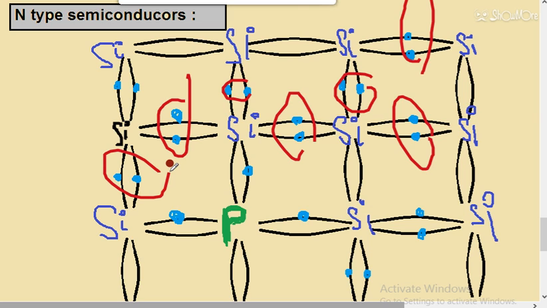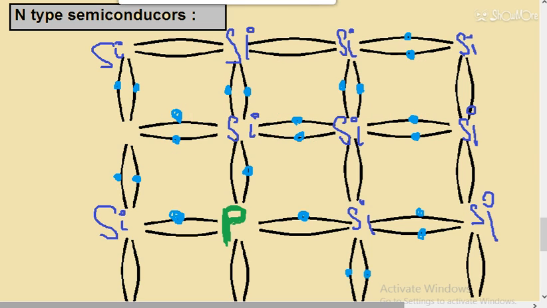But now see, some electrons are from phosphorus. Phosphorus has 5 valence electrons. So I am drawing here 1. This is electron number 2. This is electron number 3 of phosphorus. This is electron number 4. And now this is the electron of silicon. Wait students.